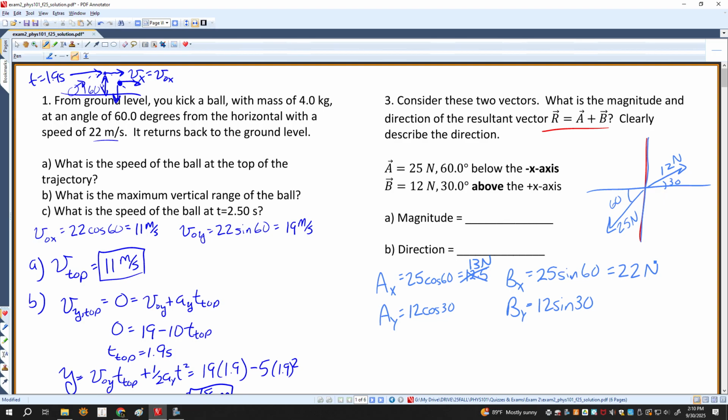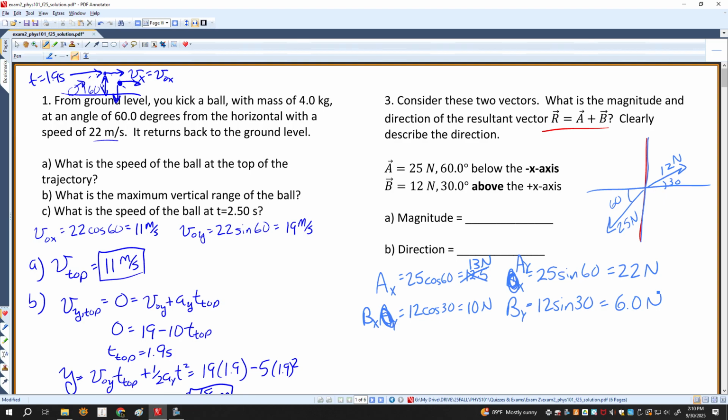Okay, I'm sorry, I made a mistake here. So, okay, sorry, let me fix this. Okay, so this is A_y. Right, yeah. And then this is B_x. And that's B_y. Okay. And then 12 cosine 30 is 10. And then this is 6.0 newtons.